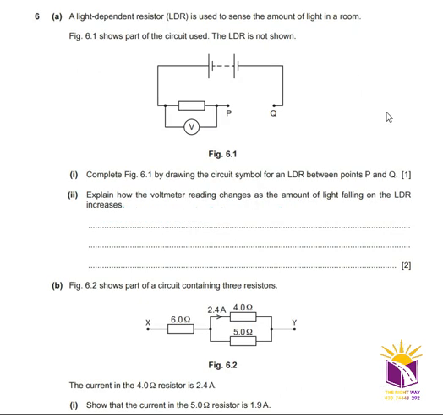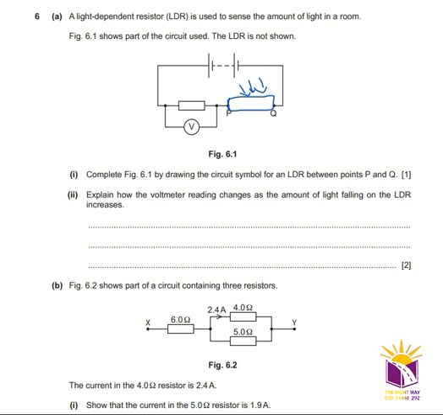Question number 6. A light dependent resistor, LDR, is used to sense the amount of light in a room. Figure 6.1 shows part of a circuit used. The LDR is not shown. Complete figure 6.1 by drawing the circuit symbol for an LDR between point P and Q. So how are we going to draw the LDR? You draw a box like the resistor, with three arrows showing that light is incident on it.